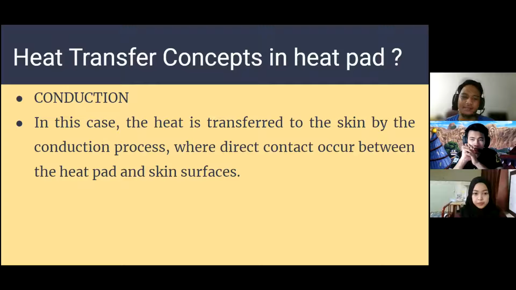For the heat pad, the heat transfer concept involved in this example is conduction. In this case, the heat is transferred to the skin by the conduction process, where direct contact occurs between the heat pad and the skin surface, which is solid to solid. So it is a conduction process.